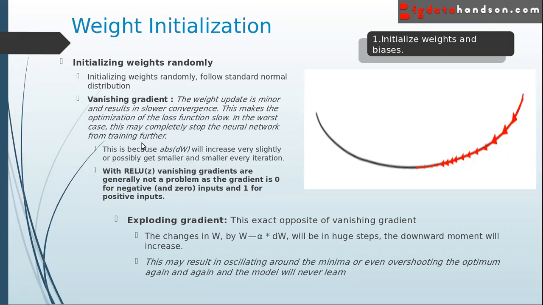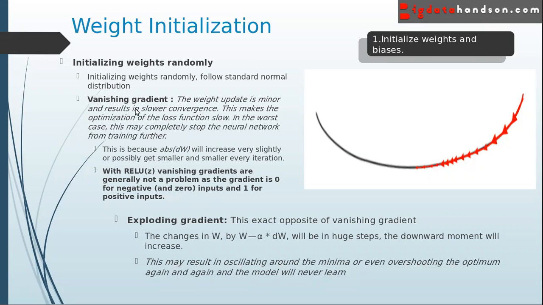Okay. So the exploding gradient is another problem. The exploding gradient is the exact opposite of the vanishing gradient. The changes in the W, W alpha into dw, will be in huge steps. Okay, if you have a huge weight, that means the updates are in huge steps. So if you have huge steps, the probability is that you can miss the minimal loss, right? So on that time you will face the exploding gradient. This may result in oscillating around the minima or even overshooting the optimum again and again, and the model will never learn.